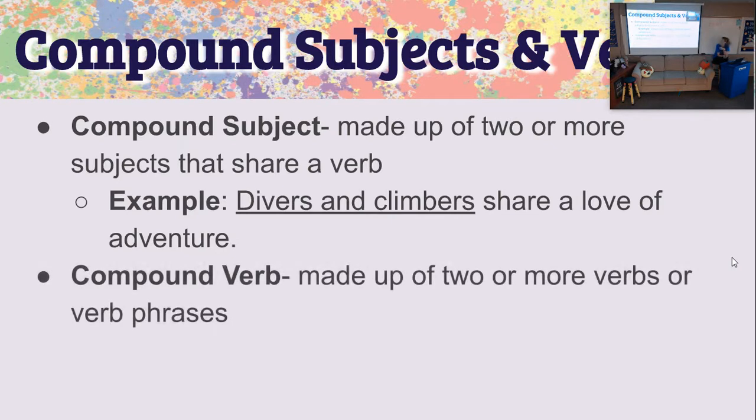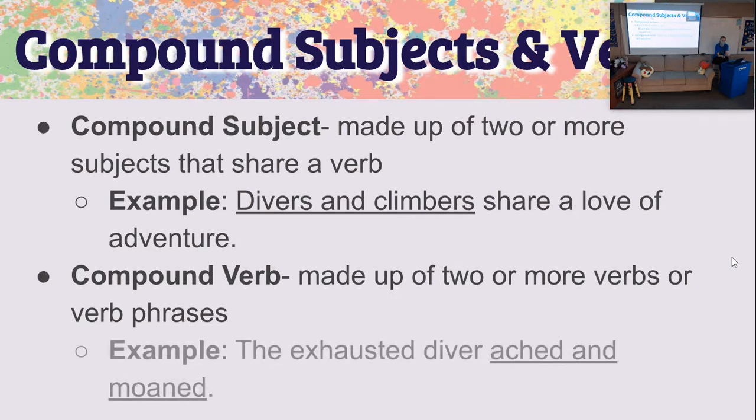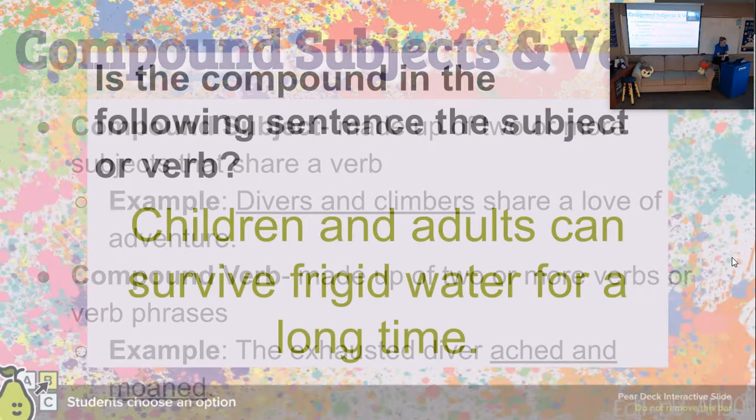Okay, and then we can also have compound verbs. They're just like compound subjects, but instead of the subject, it's the verb. That's two or more verbs or verb phrases that maybe share a subject or a compound subject. Here would be an example: The exhausted diver ate and moaned. Diver is our subject. It's who or what the sentence is about. And the diver is doing two things. He's eating and he's moaning. So we have the compound verb there. Is this making sense? Pretty straightforward stuff, I feel like.